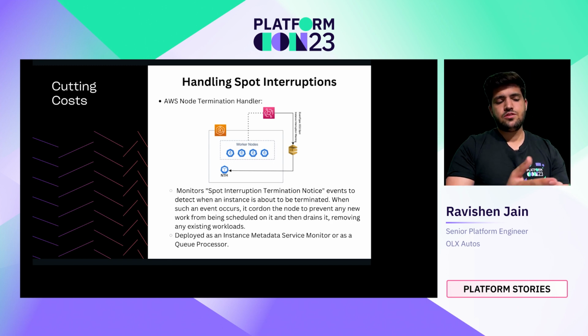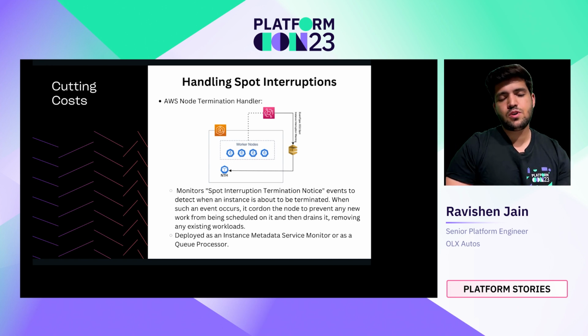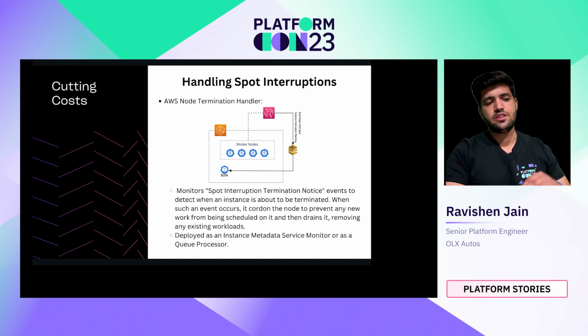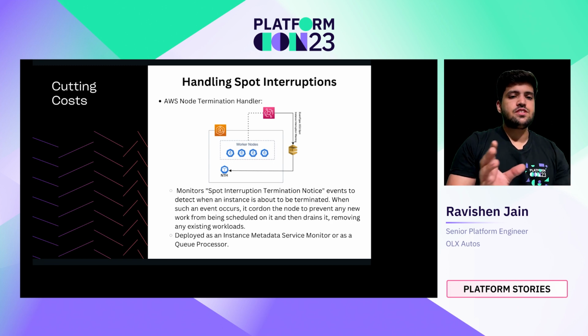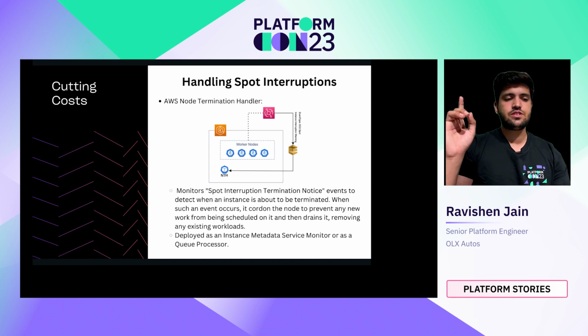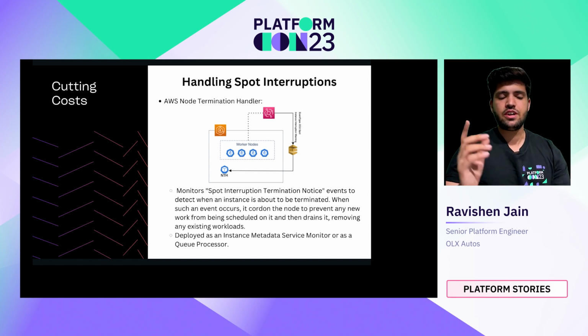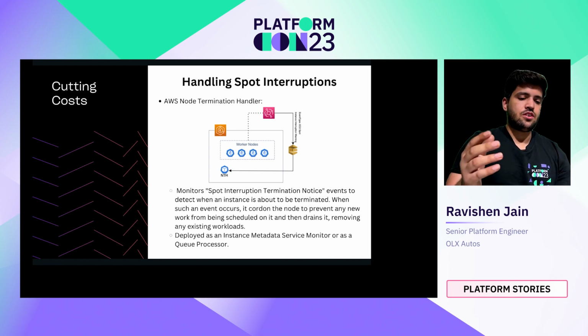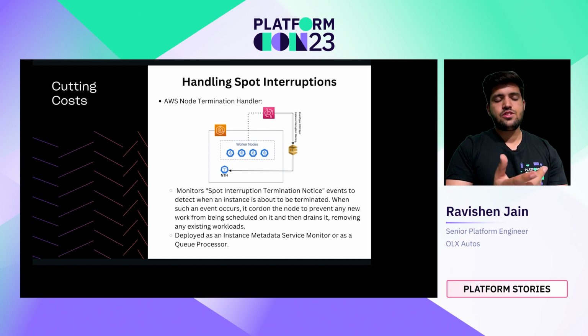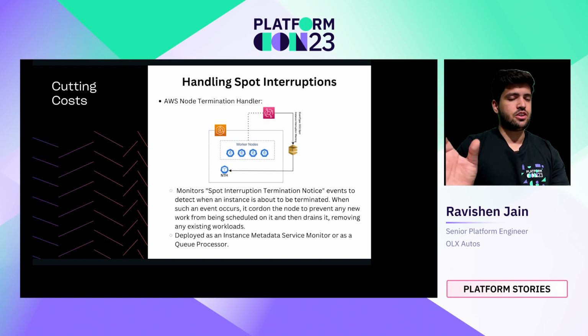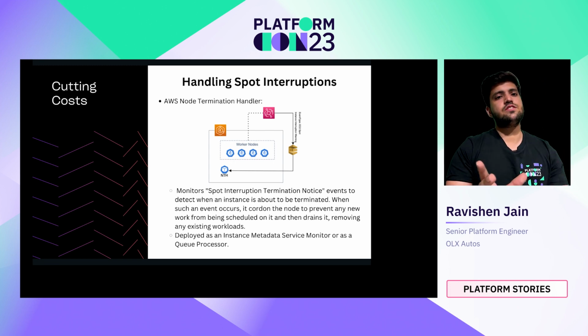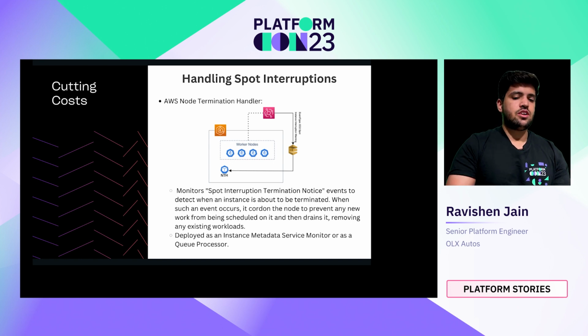And there are a couple of ways. So what I explained was using a queue processor, but there is another way which is using the instance metadata service monitor. And if you go by this path, then you'll have to deploy this NTH using a daemon set. So what it does is it listens on your instance metadata service address for EC2 events, and whenever there is a termination going on, it'll do the same thing. It will cordon and drain out that particular node. So this helped us in handling those spot interruptions.